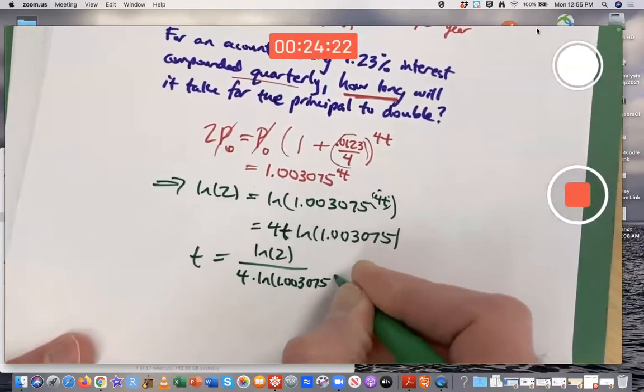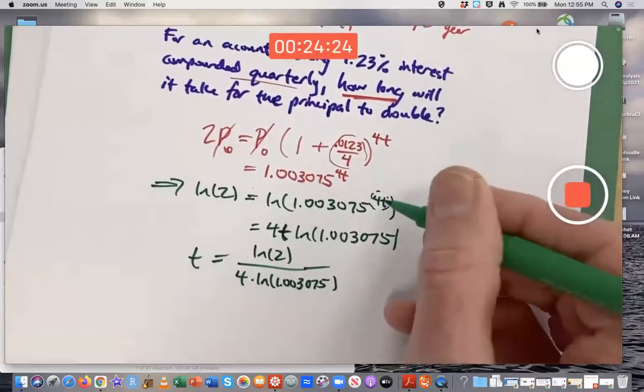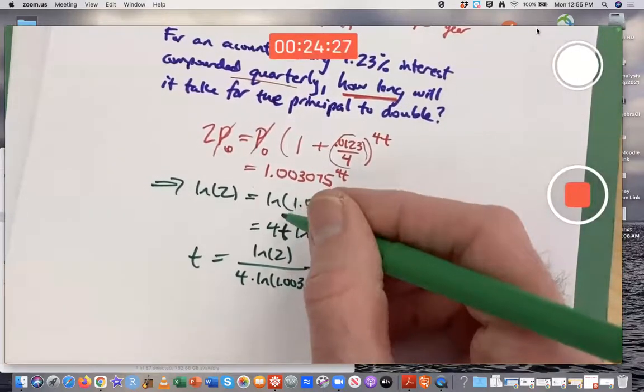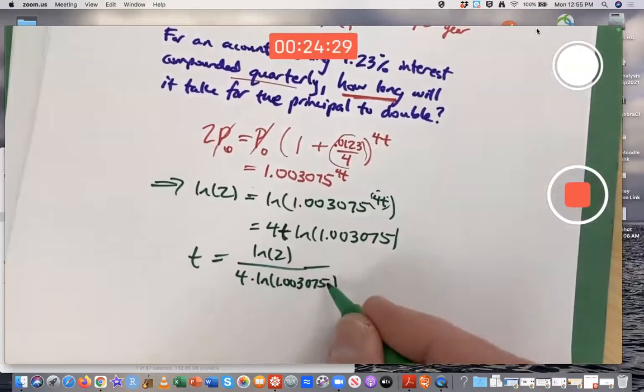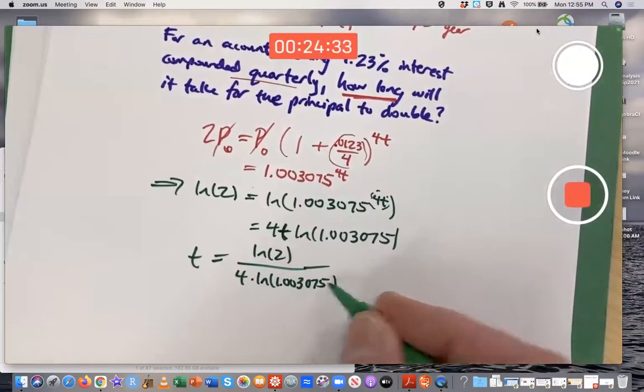1.003075. Now, actually, I could have just brought the t in front. And instead of dividing by 4 there, I could have had the 4 in the power there. Either way, it'd be okay. But this is okay as well.